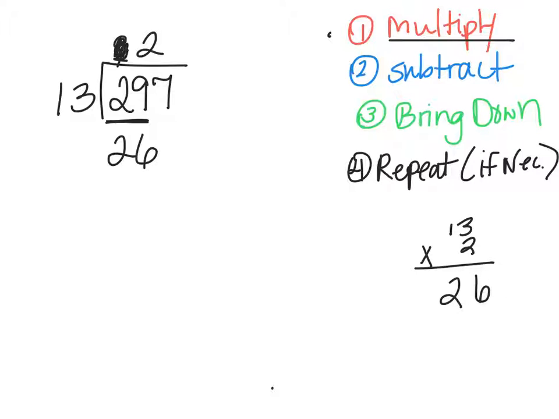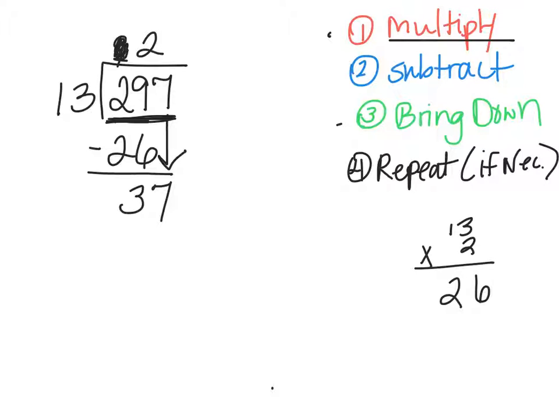Okay, so now our next step is to subtract. 29 minus 26 is 3. Next step, bring down. Bring down what's left up here of the dividend. Okay, so bringing down my 7. How many times will 13 fit into 37? Okay, well, I don't know. So, once again, I'm going to multiply.